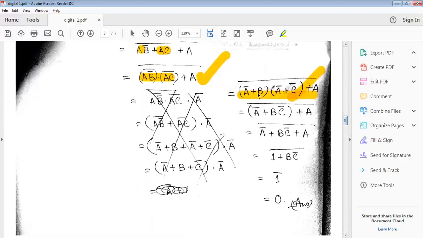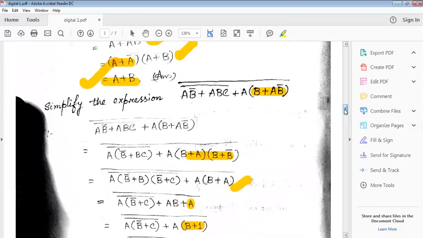Now again coming to the distributive one, the reverse of distributive is actually the absorption property. A bar plus B into A bar plus C bar will become, from the absorption property, A bar plus BC bar. And again just simplify this one, A bar plus A always becomes 1. So 1 plus something will become 1. 1 complement is equal to 0. This answer is 0. So no need of any gate to implement this expression.